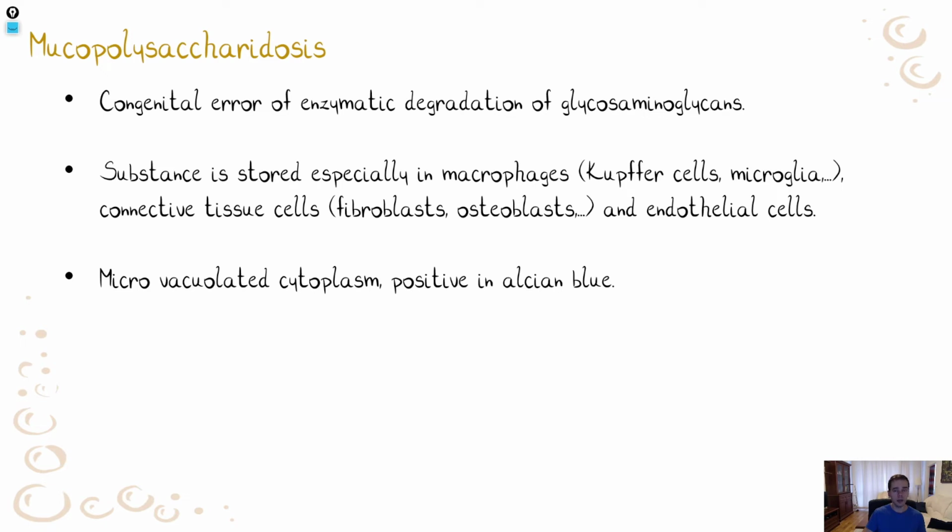And glycosaminoglycans are stored in tissues which are normally rich in glycosaminoglycans, which means connective tissue, cartilage, and they are very often stored in endothelial cells and also macrophages because they are rich in lysosomes, and normally they help degradation of glycosaminoglycans. Such cells are histologically vacuolized, and the vacuoles are positive in Alcian blue because Alcian blue stains mucopolysaccharides, glycosaminoglycans.